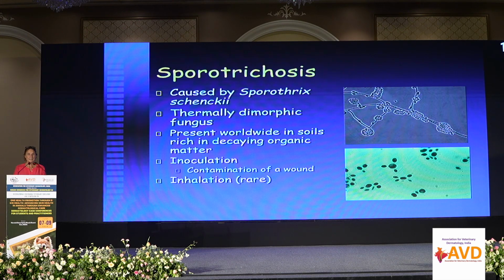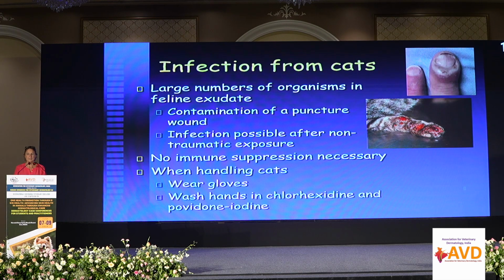Sporothrix is also widespread and exists in two different forms depending on the temperature. When I do a cytology from a patient, I am looking for a yeast, so it changes shape depending on temperature. Most of the time, the infection is through a wound where the organism is inoculated directly into the skin. It's present in the soil and on prickly bushes, and so people can be infected that way.